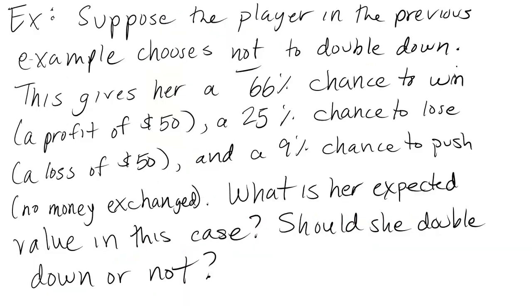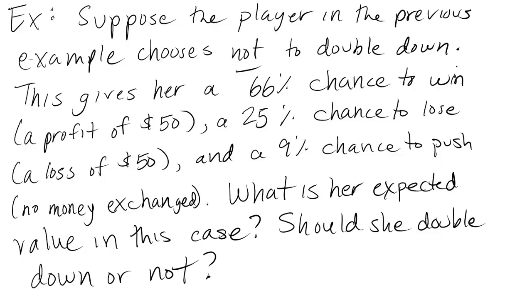Suppose the player in the previous example chooses not to double down. If you're not familiar with blackjack, and maybe you don't care, but I just feel like I should explain, if you double down, you only get one more card. You don't get to keep taking them. If you choose not to double down, then you can take more than one card, and so that's going to change the likelihood of winning and losing.